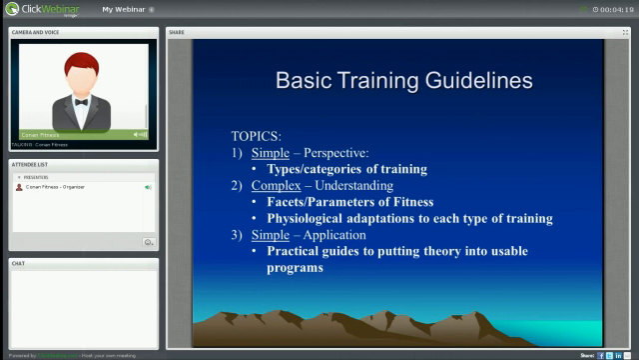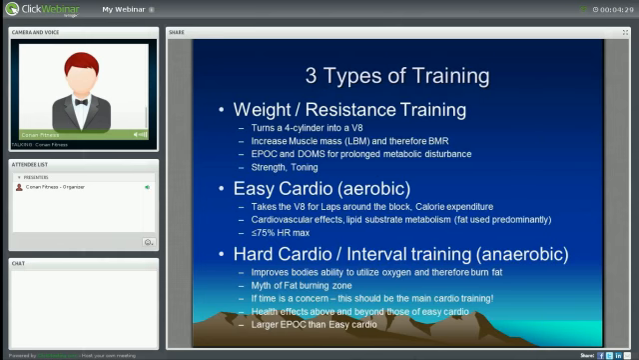So what physiological adaptations happen within the body for us to get better or more proficient, for instance, at that facet of fitness. And then finally we'll wrap it up by kind of putting everything together again, building it back up to a level of simplicity for the purpose of application. So some sort of practical guides or guidelines to put all this kind of theory into practice. So I mentioned the three types of training. As I mentioned, there are plenty of different types out there. I like to nut it down just for simplicity to these three types.